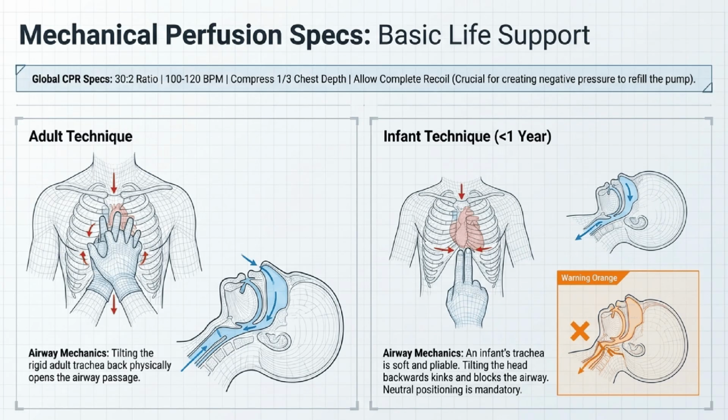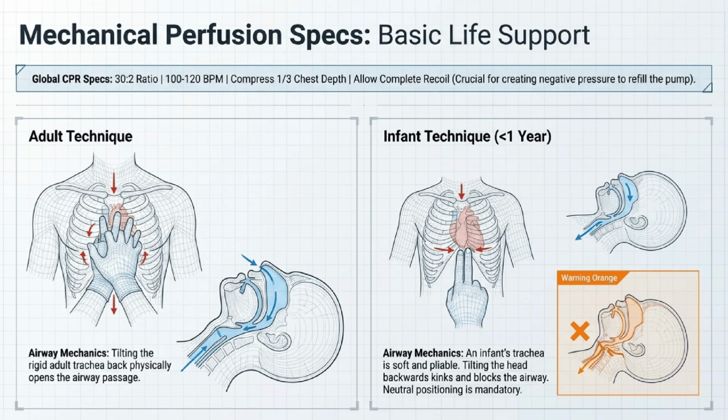Well, anatomy dictates technique. For an adult, you use the heels of both hands and aggressively tilt the head back to open the airway. But an infant under 1 year old has a vastly different structure. Because they're so small. Yeah, and their trachea is soft and highly pliable. If you tilt an infant's head far back like an adult's, you will actually kink and block their airway. Oh, wow, I didn't know that. Yeah, you must keep an infant's head in a neutral position. And for compressions, you use a much smaller 2-finger or 2-thumb technique.